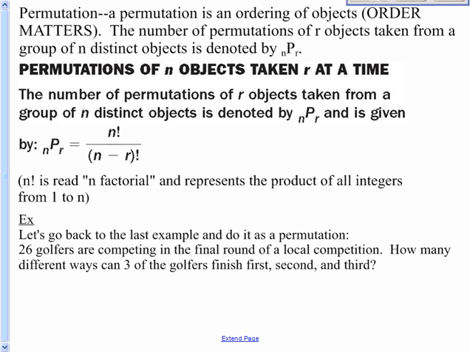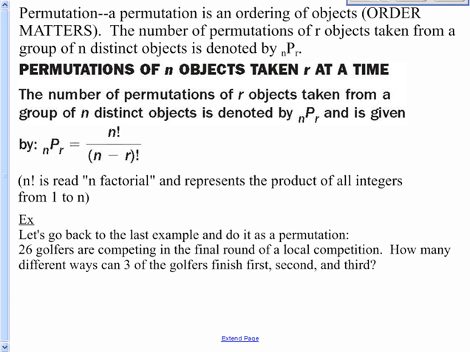Okay, and here's your equation for nPr right there. Permutation r, so order matters is what you want to remember on this. Order matters. Now you see the n factorial, that is read, just like I said, n factorial, and it's a product of all integers from 1 to n.